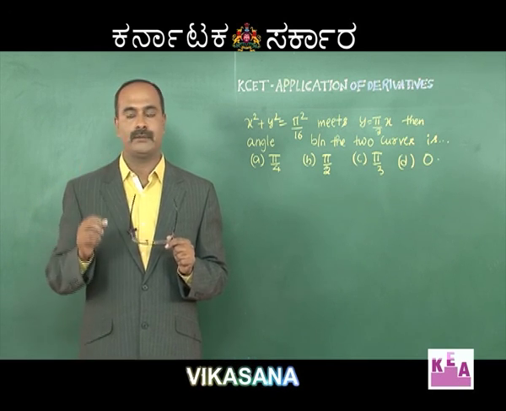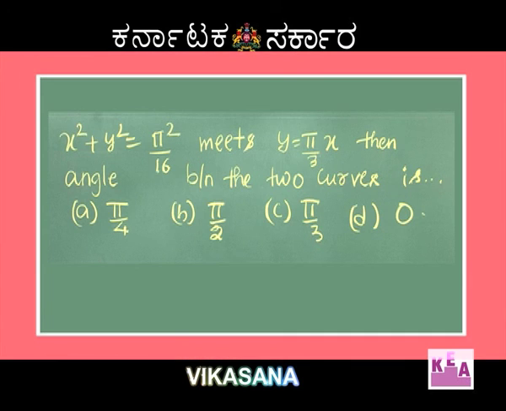You have to think here. Look at the question. The question is very simple. x square plus y square is equal to pi square by 16 meets y is equal to pi by 3 x. Then the angle between the two curves is pi by 4, pi by 2, pi by 3, or 0.